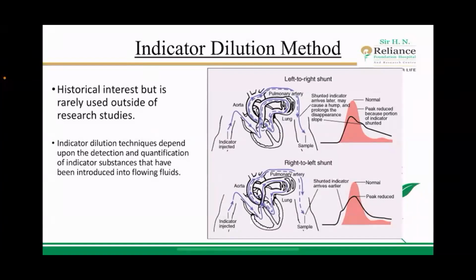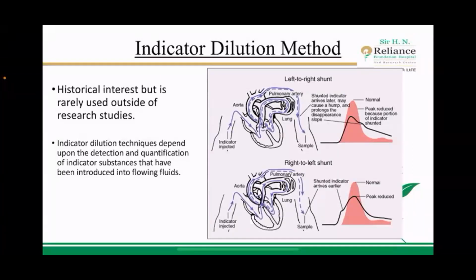You can see the normal curve, which is colored. And in case of a left to right shunt, some amount of the indicator will be shunted, which arrives later. Because it is getting shunted from the left side of the heart, it will arrive later, which will cause a hump and prolong the disappearance of the slope. Also, the peak will be reduced because a portion of the indicator is getting shunted.